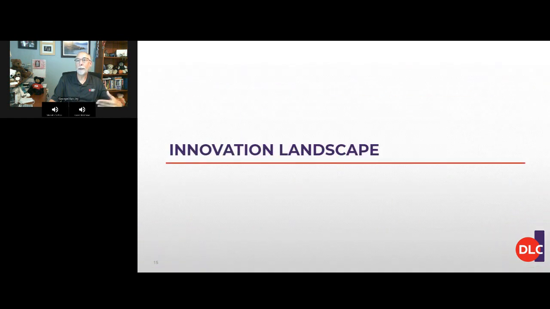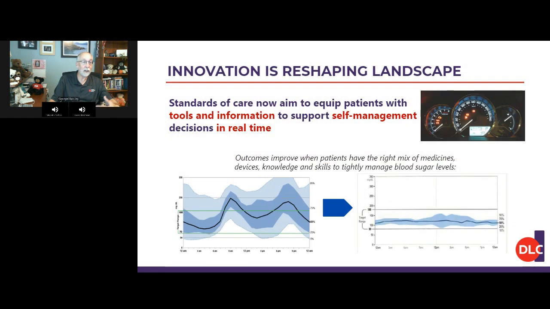So let's talk about what's going on from an innovation perspective. Of the last few years, we've seen a lot of things that have been tools that are now available for those fortunate enough to have coverage for it. So the standard of care is now aimed to equip the patient with what they need as a dashboard. I'm a finance guy. I like to talk about what gets measured gets managed.